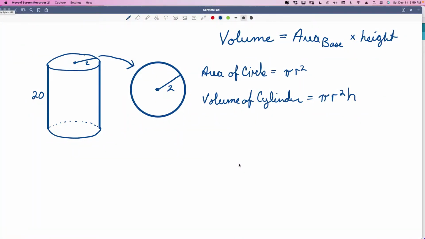Welcome back, Prealgebra students. We are in lesson 73. We're going to talk about right circular cylinders today.